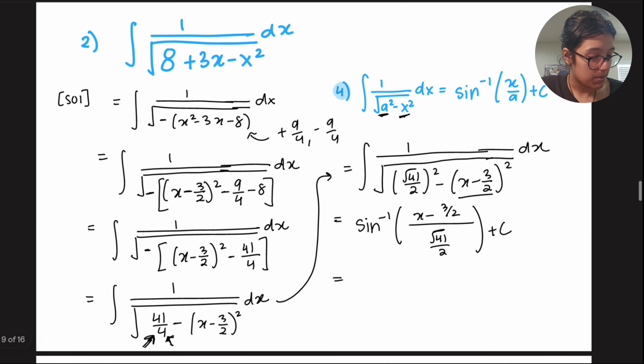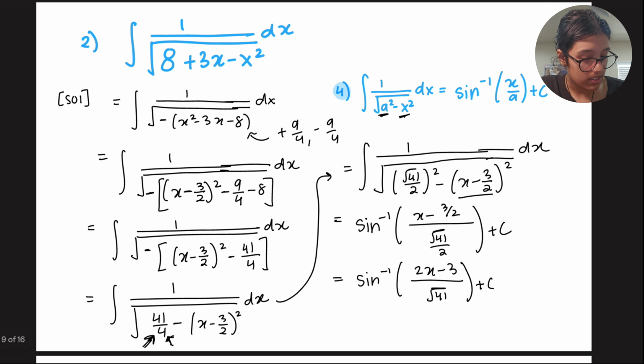Of course, we need to simplify this, so I'm going to take this 2 up top. So we're left with sine inverse 2x minus 3 over square root 41 plus c. And this is our final answer.